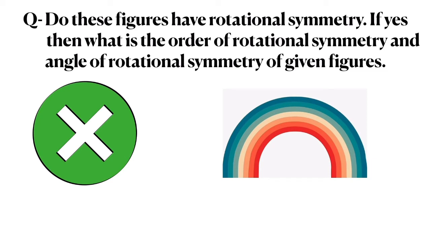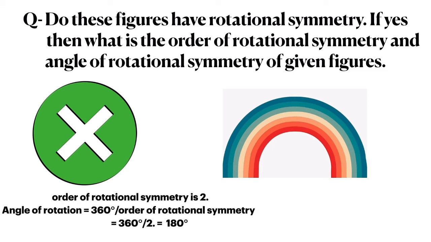In the first case, your figure is the alphabet X. So we know that if we rotate this X figure through one complete round, we find 2 places where we get the original shape. Hence, the order of symmetry here is 2. And if we want to find out the angle of rotation here, we can say that 360 divided by the order of symmetry, which is 2, equals 180 degrees. So, the first time we get the original shape after 180 and the second time after covering 360 degrees.